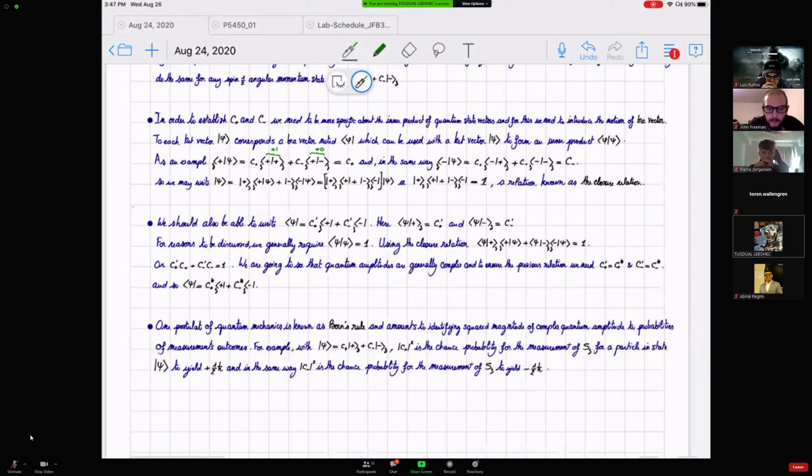So this bra vector can also be written as a linear combination of the plus sub z bra and the minus sub z bra, but the coefficients C plus and C minus are going to be different in general. They're going to be different from the coefficients for the ket psi. So that's why I call them C plus prime and C minus prime.